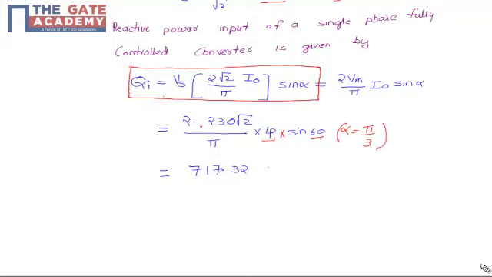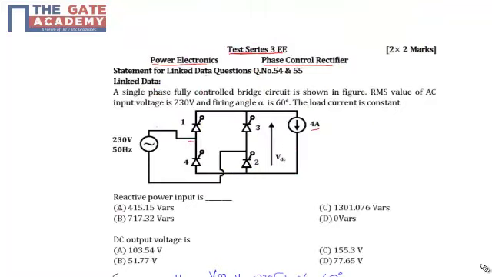After solving this, we get the value of reactive power input, that is Qi is equal to 717.32 watts, which is option B. In this session we have studied how to calculate the reactive power input for the given single phase fully controlled bridge circuit. Thank you.